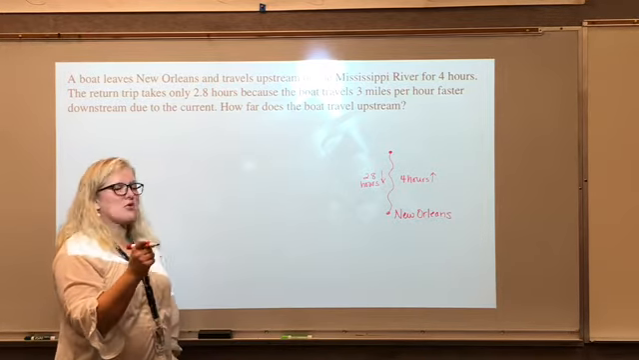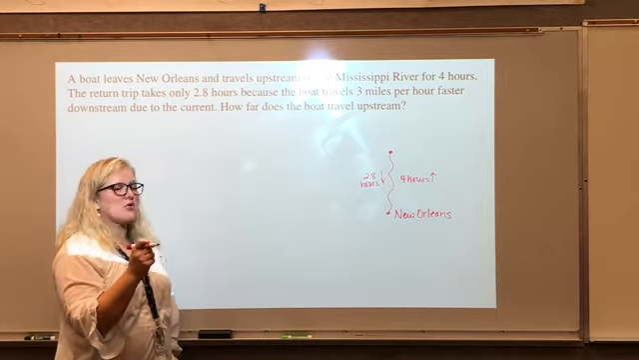And since my distances equal each other, I know this is kind of complicated, but stay with me, okay? Since my distances equal each other, going up and coming back are the same, I can set these two equal to each other. So I have 4r equals 2.8 times my rate plus 3 miles per hour. All right, so I need to solve this. So 4r equals 2.8r, I distribute this, and then 2.8 times 3 is 8.4.